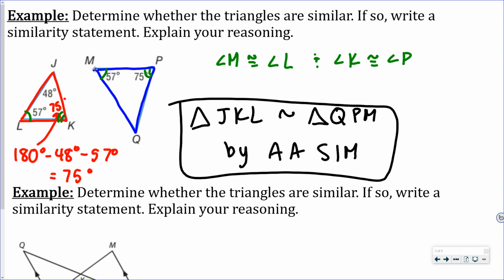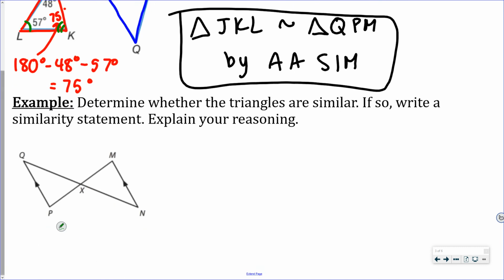Let's look at another example. Same directions. This time, I'm not given anything in these triangles. No side measures, no angle measures. The only thing I'm given are these. What do those mean? Parallel. So again, if you're not given any side lengths, the only possible way to prove these are similar, angle, angle. Anybody see any congruent angles?